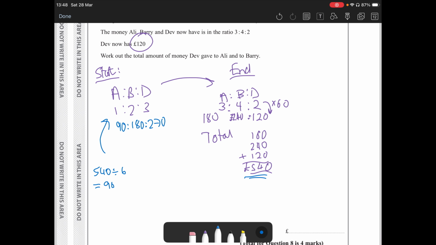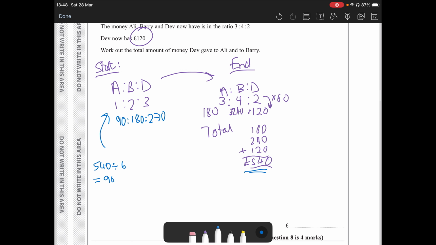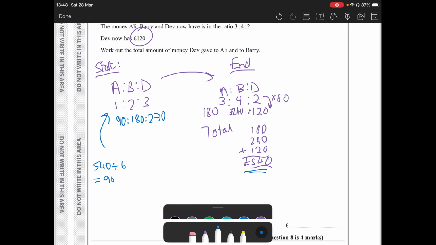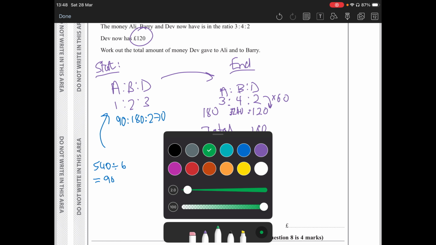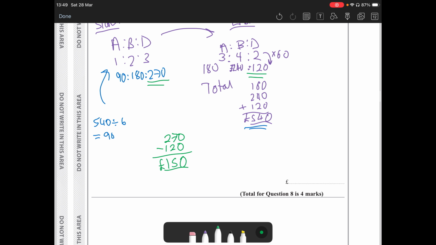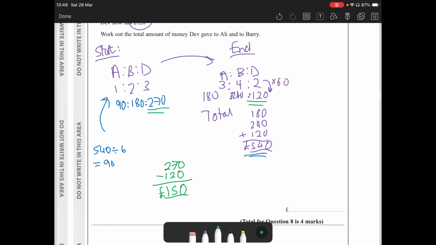So let's wrap this up. How much did Dev give away? Well, to compare that, work out the total amount of money Dev gave to Ali and to Barry. So altogether, well, let's just work out how much did his money go down by, right? So he started with 270, he ended with 120. What's the difference? Because that will obviously be the amount of money he gave away. So £150 is the money he gave to both those boys, obviously in different amounts. So £150 is the money he gave away.